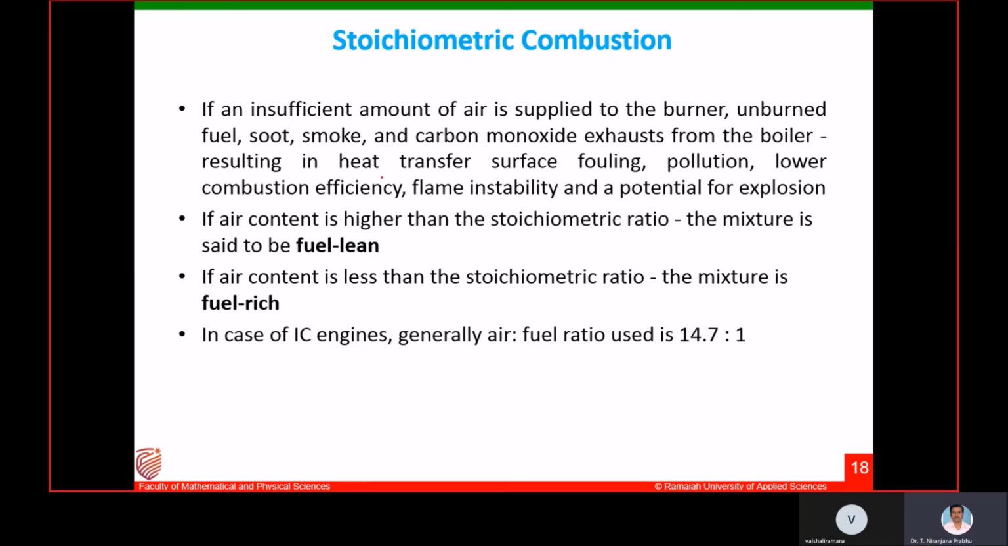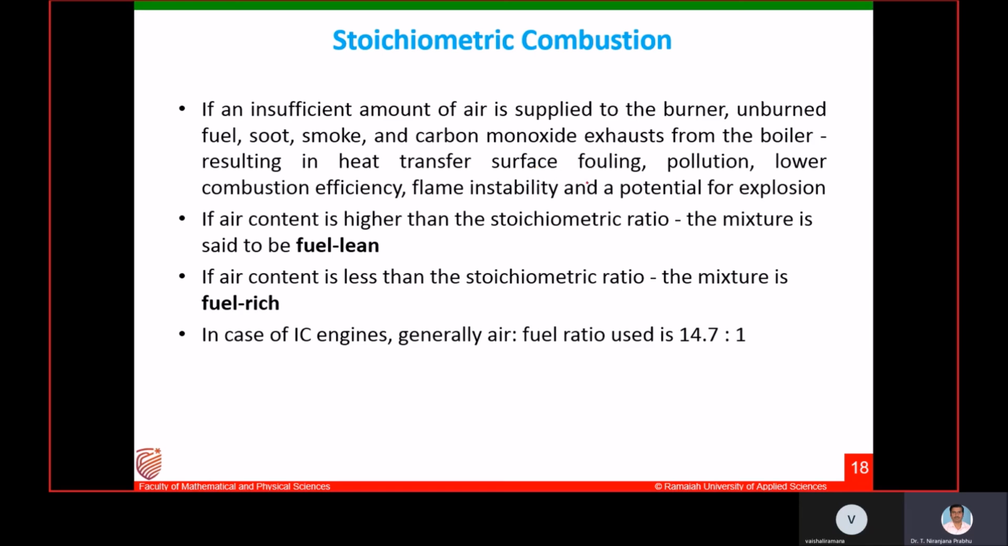Boiler resulting in heat transfer surface fouling. What happens? The metallic surface is where heat should be effectively transferred to the outer atmosphere. Unfortunately, what happens when this soot and smoke get deposited on the inner surface of this heat transfer surface? A layer is formed that will reduce the heat transfer efficiency of the material. That is one problem that this will cause.